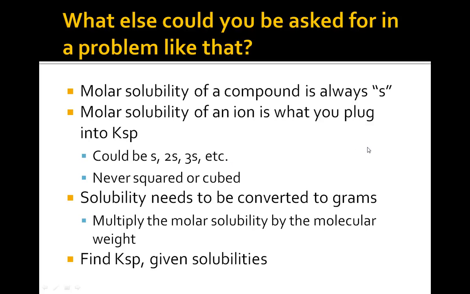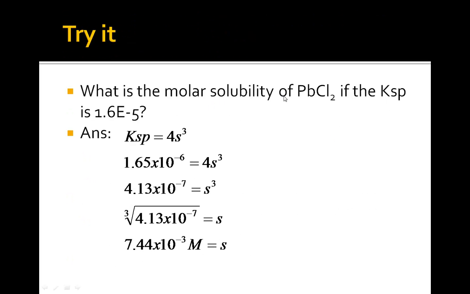What else could you be asked for in a problem like this? Molar solubility of a compound is always S. So the molar solubility of PbCl2 is 7.44 times 10 to the minus 3. That's just pretty much the concentration of PbCl2. That's basically the max concentration you can get in a saturated solution.